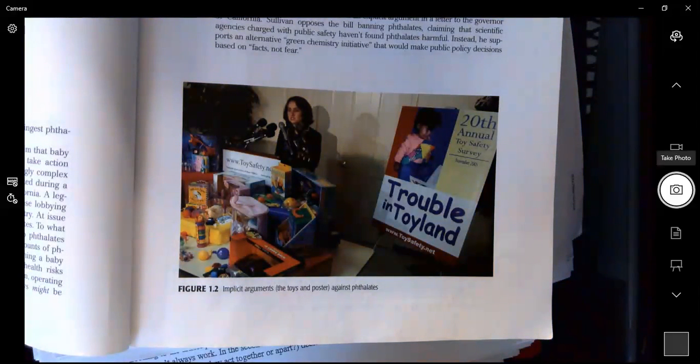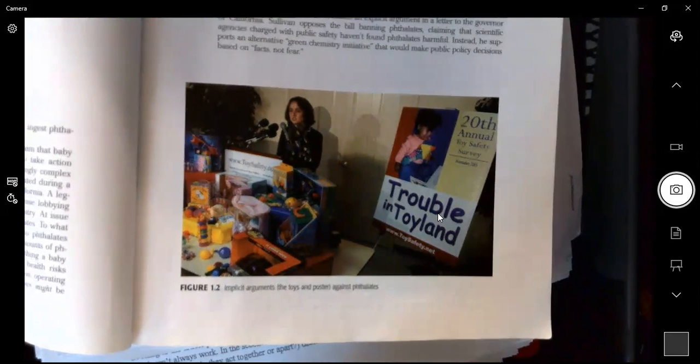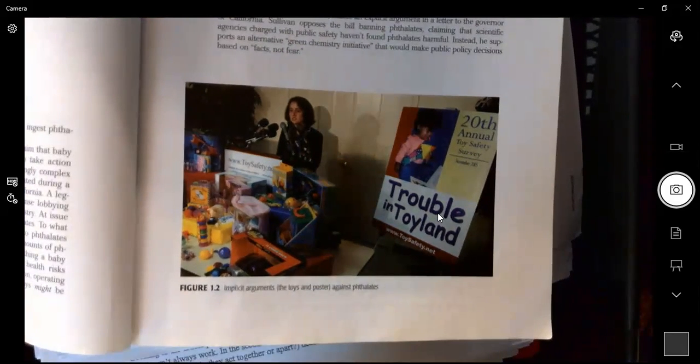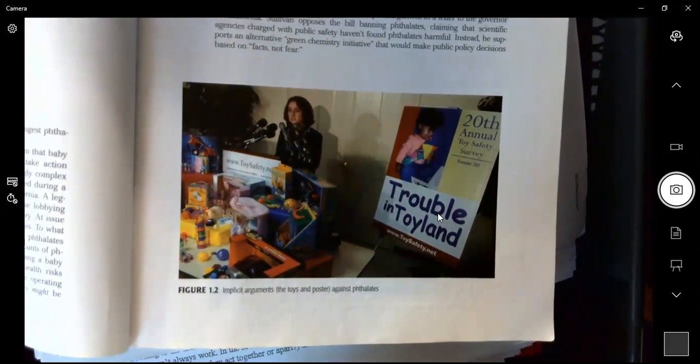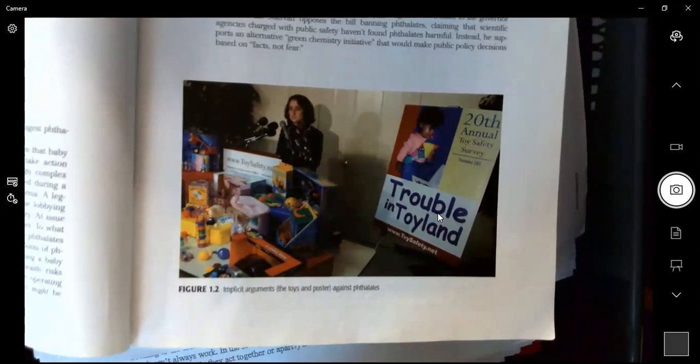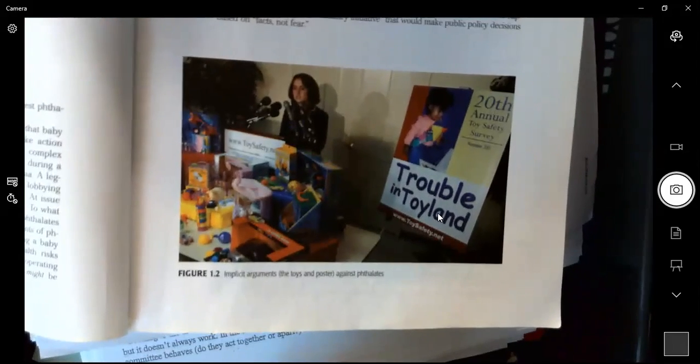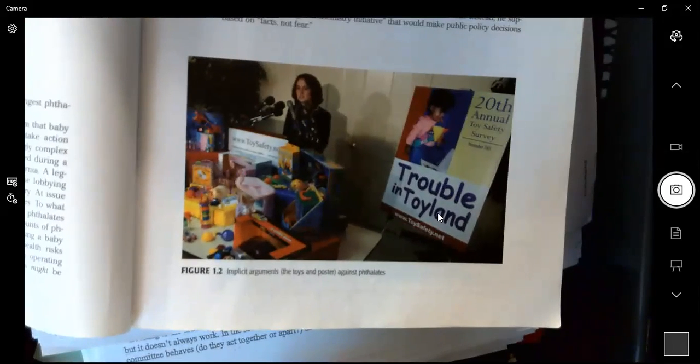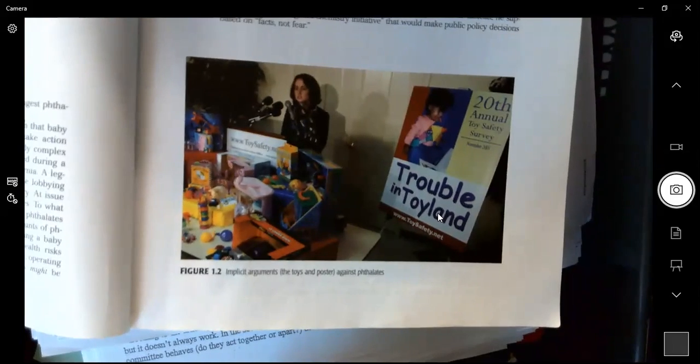So back in the day, there was this big thing about banning phthalates, which were substances that were potentially harmful in toys from China, etc. You see the date on that is 2005.